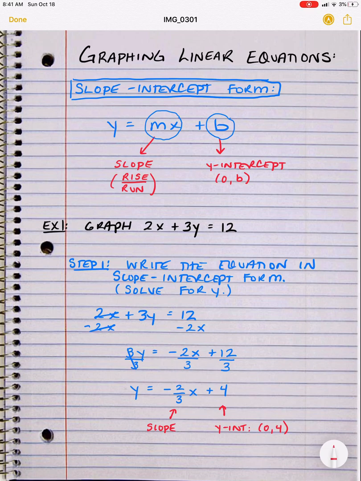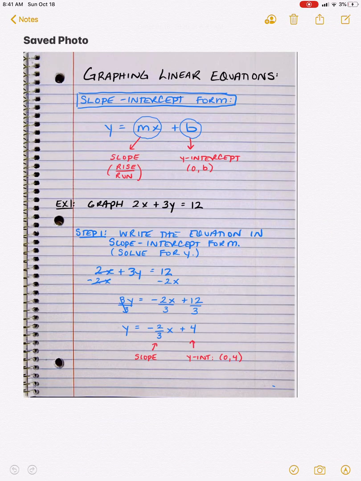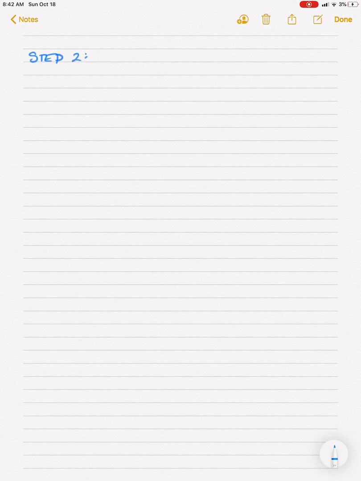So what I want to do next is graph this line. Okay, I'm going to change over, get myself a little bit more space here. So bear with me for a second. Okay, so step 2. We're going to graph the line using at least 3 points. Okay, and depending on what we're doing down the road, we might even choose to use more.